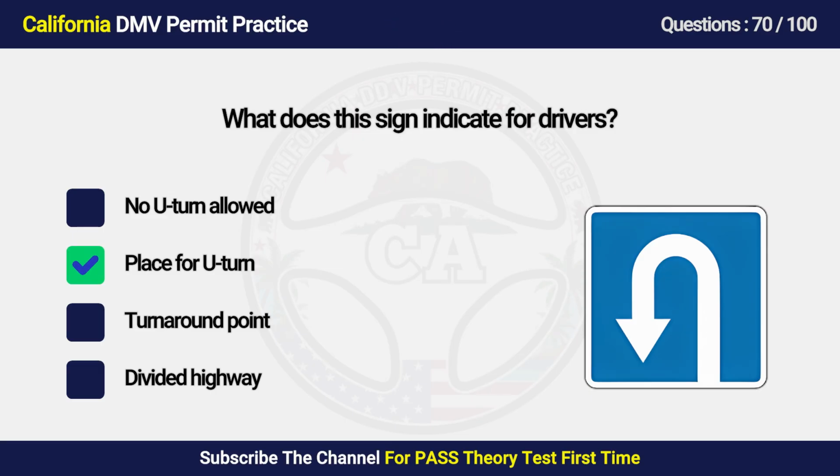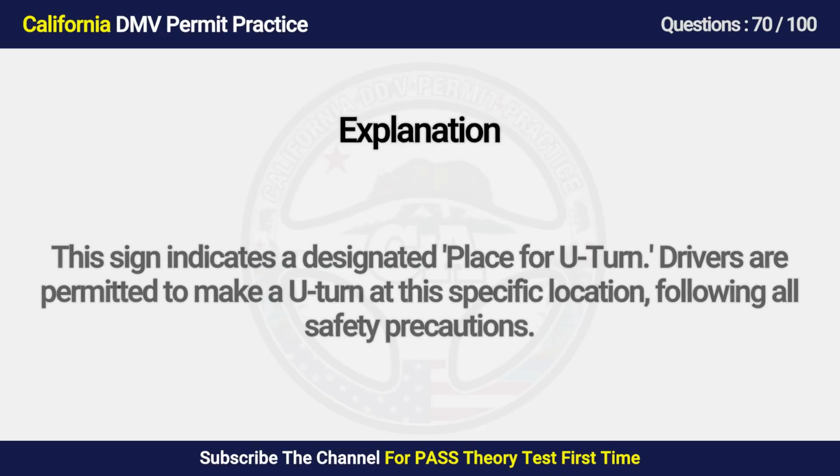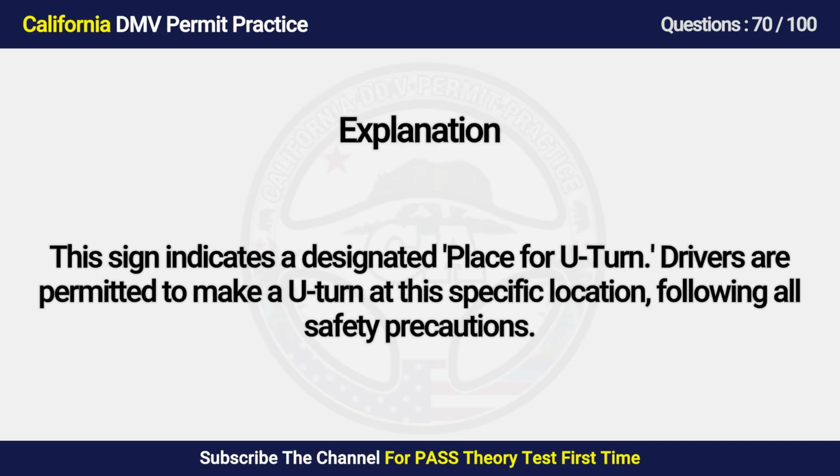Answers is B. Place for U-turn. This sign indicates a place for U-turn. Drivers are permitted to make a U-turn at this specific location, following all safety precautions.